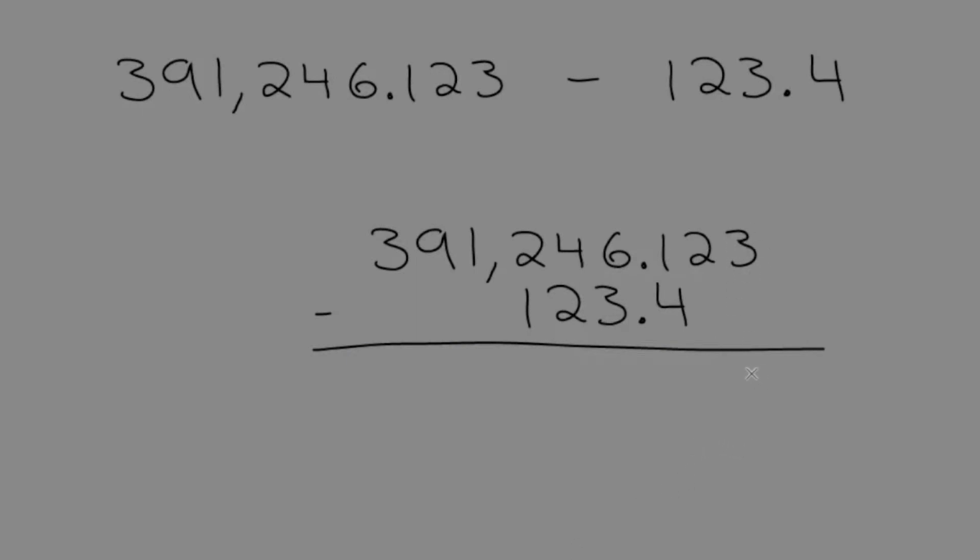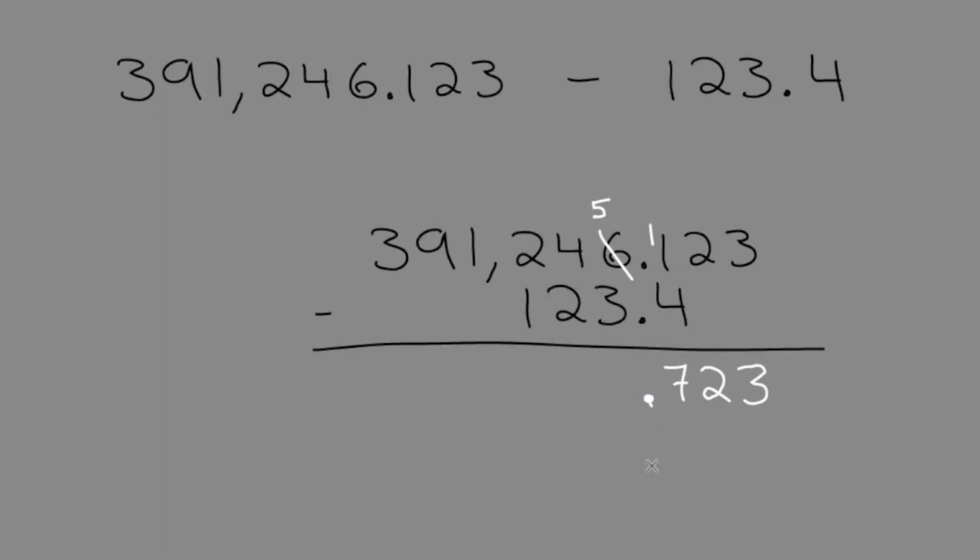3 minus nothing is 3. 2 minus 0 is 2. 1 minus 4. Can't do that. So you're going to have to borrow from the 6. So you're going to wipe away the 6, put a 5. Then you're going to put a little 1 beside the 1. Right. So we have 11 minus 4. And put 7 there. And then you do the decimal.